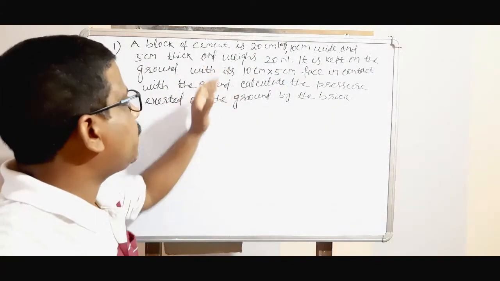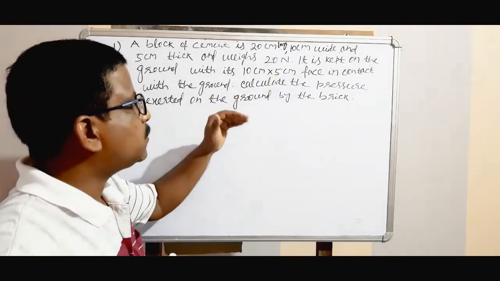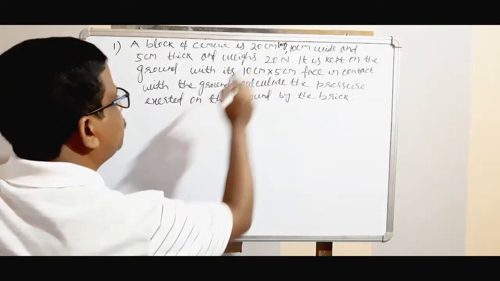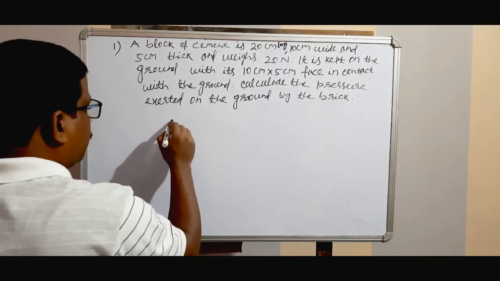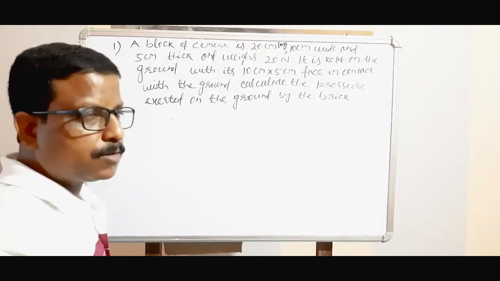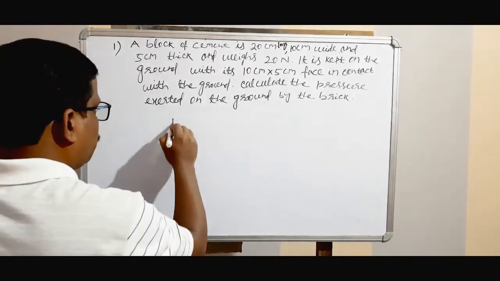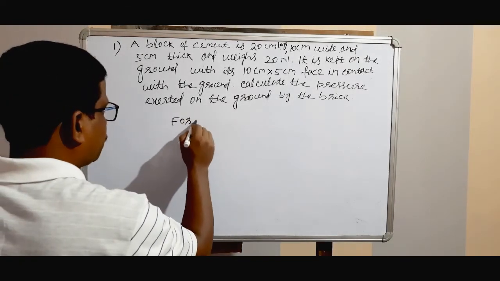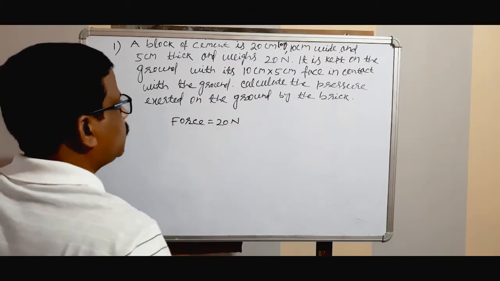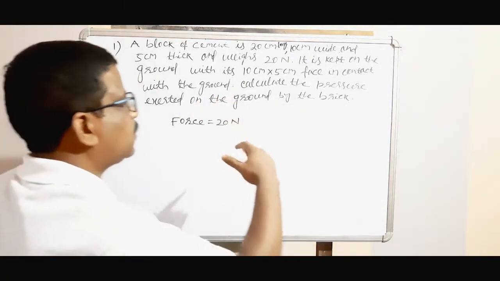Here the weight. Weight means what? That brick is giving force on the surface. How much weight is given here? Weight means the force, how much our weight acts on the ground. That means that is the force we are giving on the ground. So force is 20 Newton. Clear?